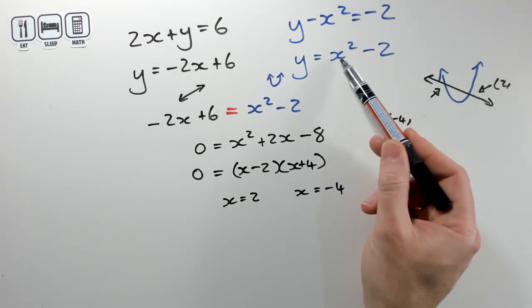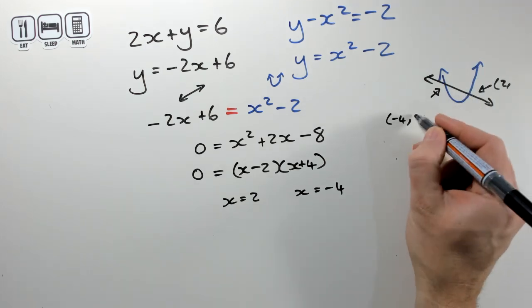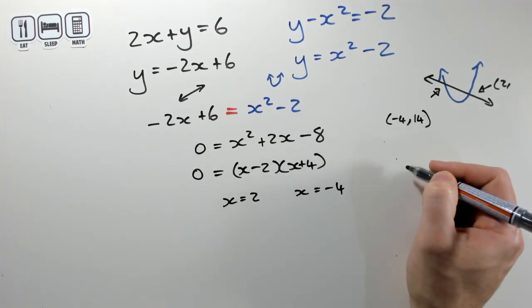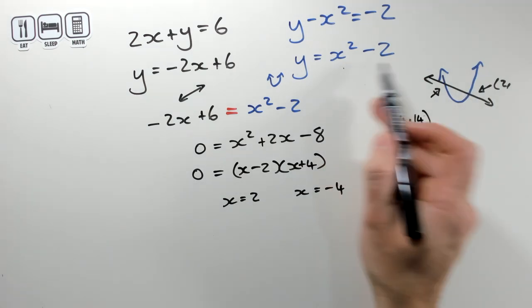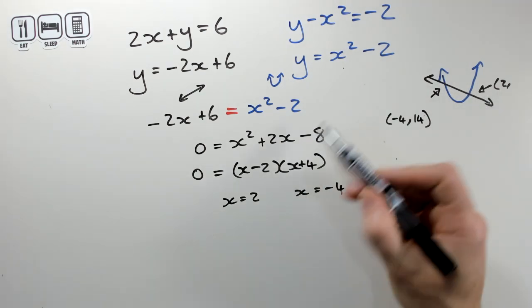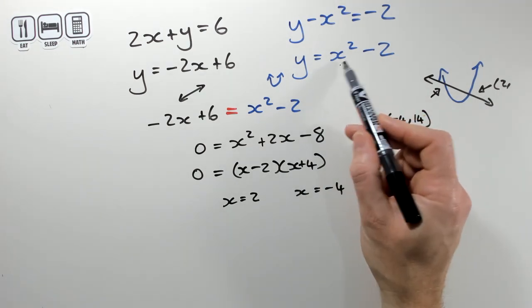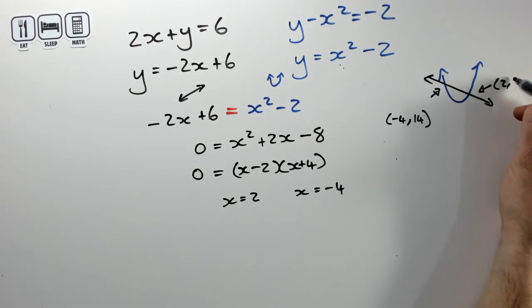Negative 4 times negative 4 is 16, and then minus 2 is going to be 14. So that makes sense. And if I put the 2 in there, the 2 I got from here, 2 times 2 is 4, minus 2 is 2.